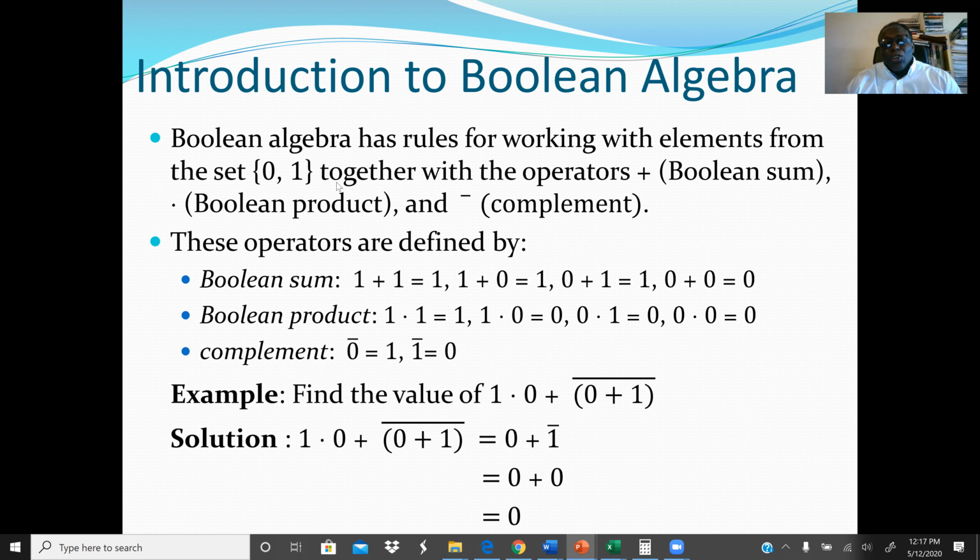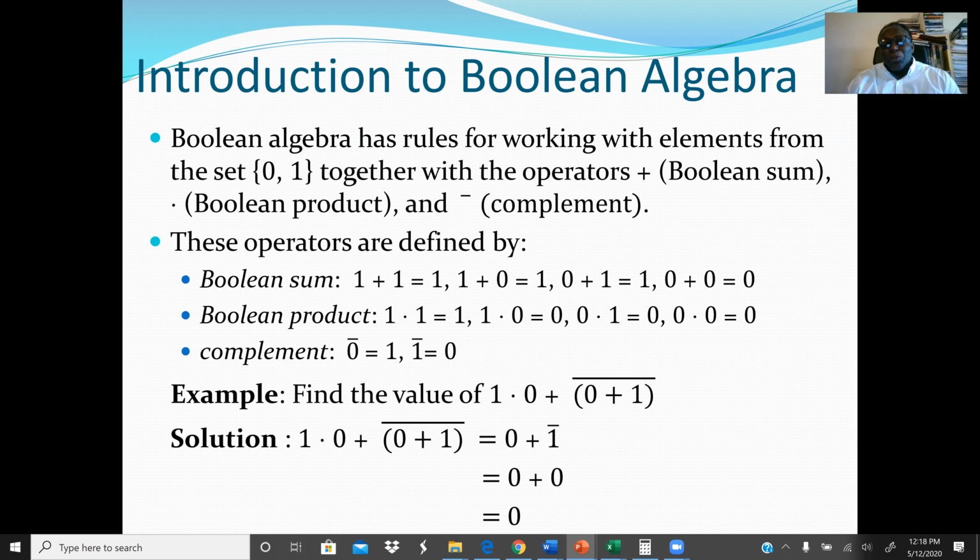Here we say a Boolean algebra has rules for working with elements from the set 0 and 1. So in Boolean algebra, all the variables can have only two values. Either the variable value will be 0 or 1. Unlike our regular algebra course, where a variable can be any value, and we use the decimal numbering system from 0 to 9, so we have 10 digits. In Boolean algebra, we have only 2 digits, 0 and 1.